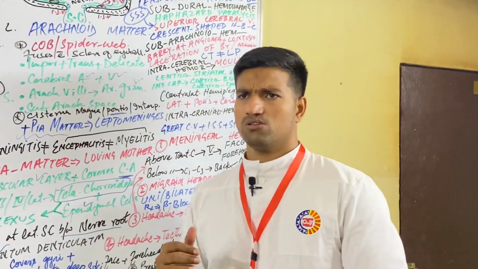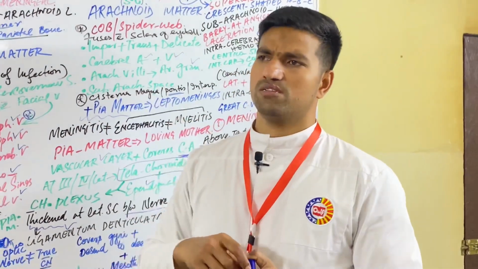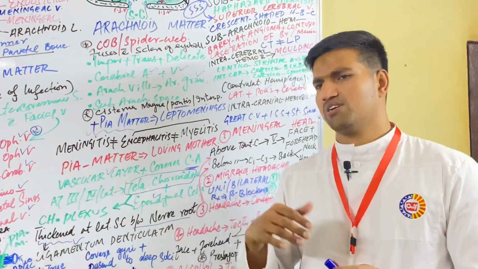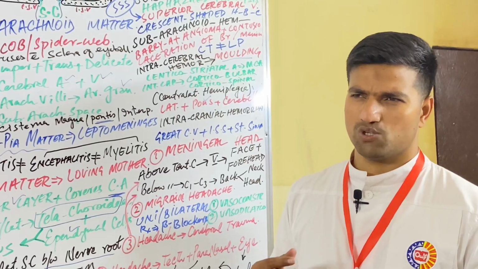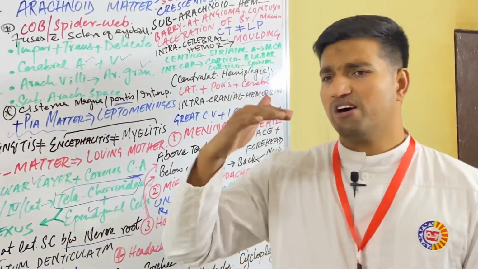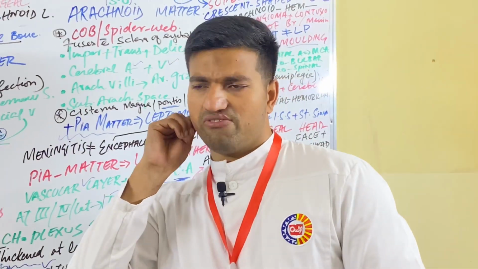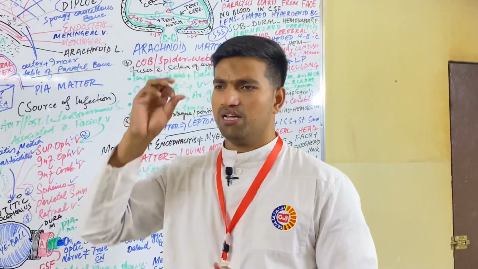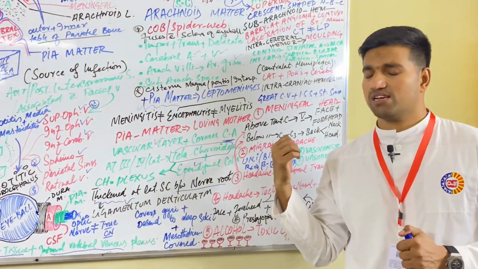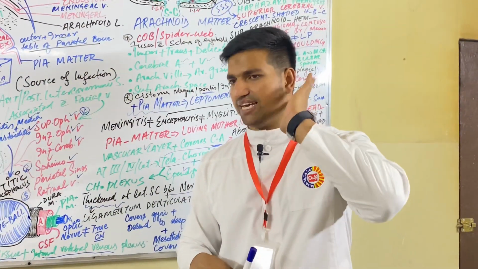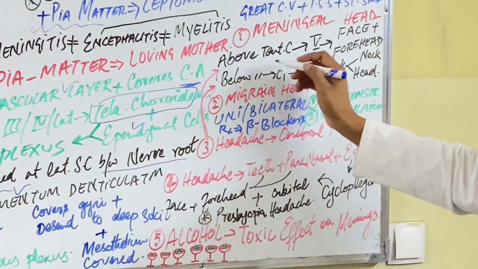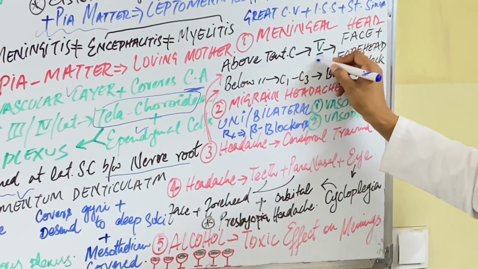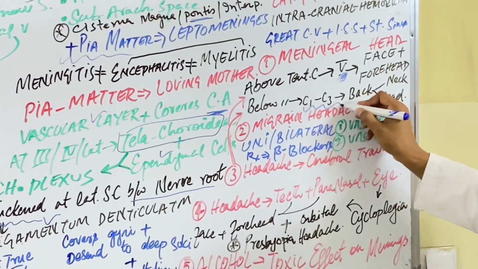Keep in mind one thing: above the tentorium cerebelli, there is association with the trigeminal nerve, and below the tentorium cerebelli, association with the cervical nerves, most probably the great auricular nerve. If there is pain or irritation above the tentorium cerebelli, the trigeminal nerve is involved, with headache at the face and the forehead. Below the tentorium, due to cervical nerve involvement, there is headache at the back of the neck and head. Then we have the meningeal artery: above the tentorium cerebelli, the fifth cranial nerve, and below the tentorium cerebelli, C1 to C3, back of the neck and head.